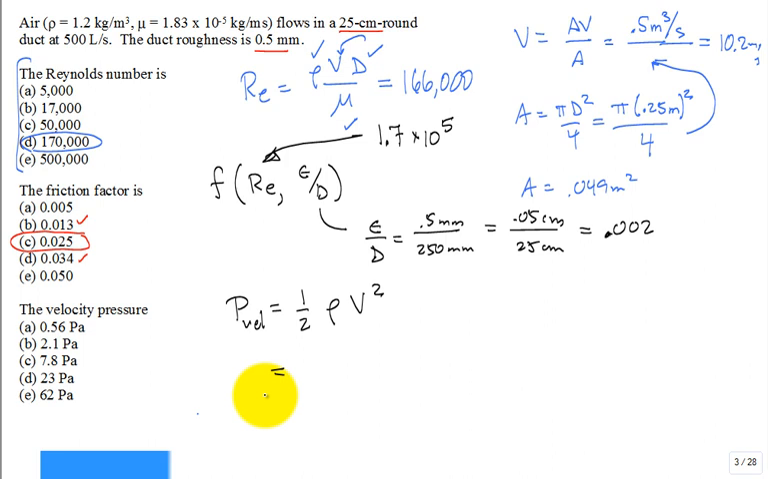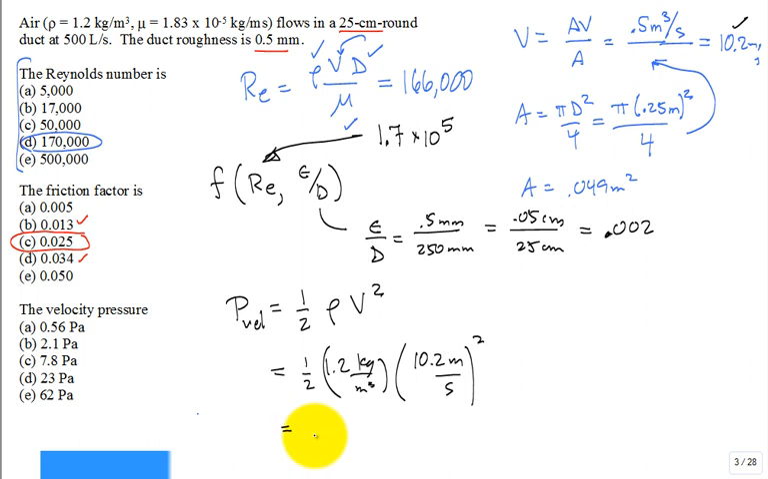So we have 1/2, we have 1.2 kilogram per meter cubed. We have the velocity we calculated, 10.2 meters per second. Is that correct on the velocity? Yeah. And then that's squared, and the kilogram meter squared over meter cubed second squared is a pascal, so the units work out. What does this work out to be in pascal? 62 pascal.